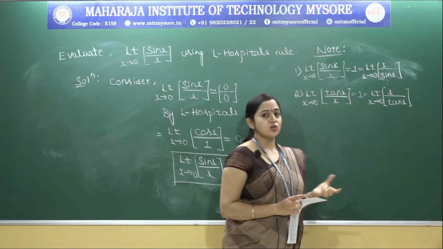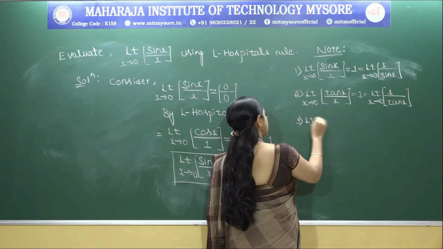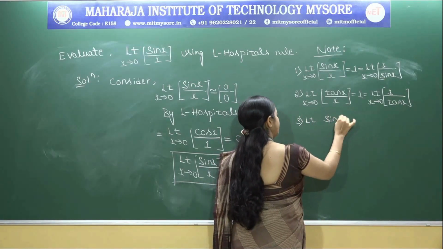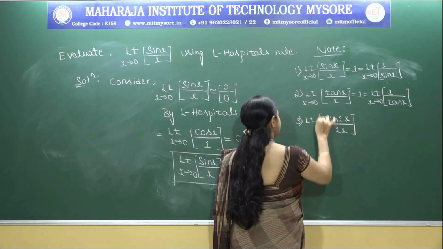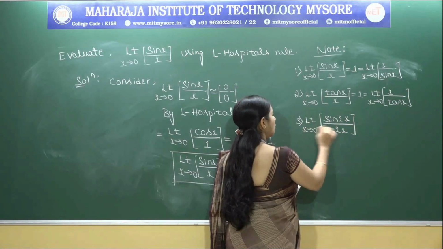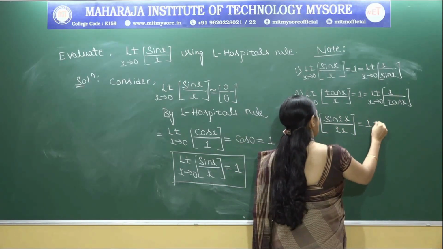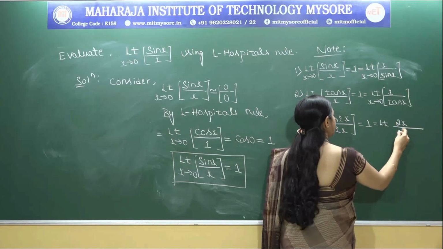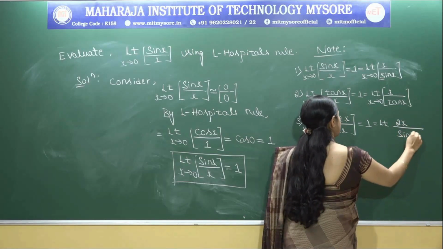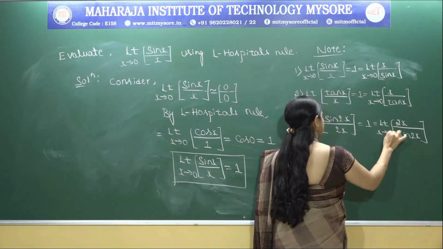So using these notes, you can also write the third note, the limit of sin 2x divided by 2x. These two coefficients should be same. This can also be written as 1. This can also be written as 2x by sin 2x as x tends to 0.